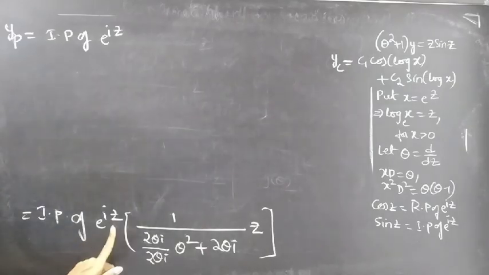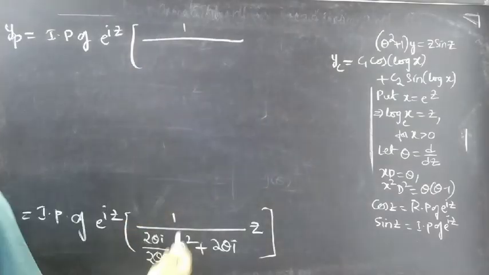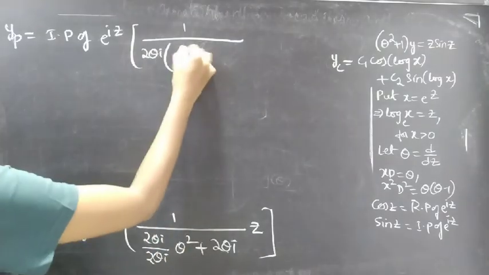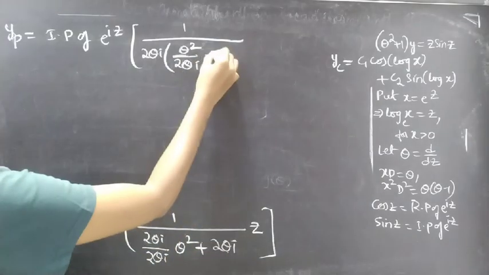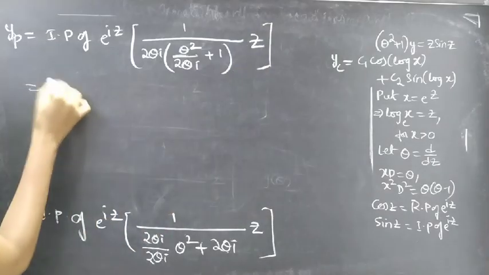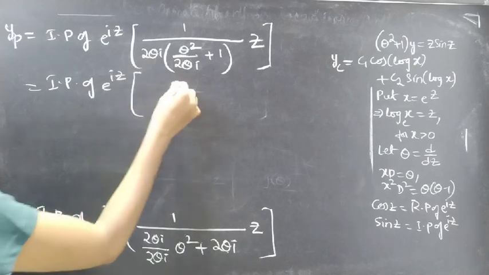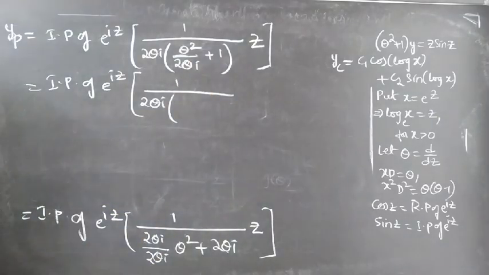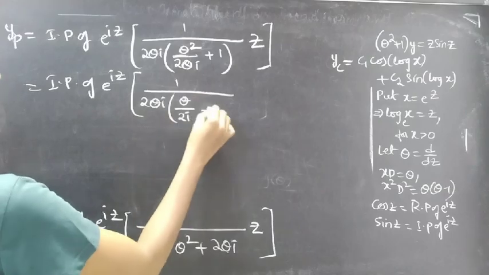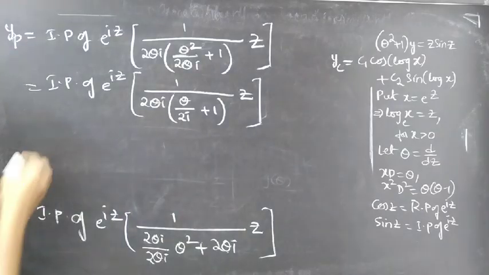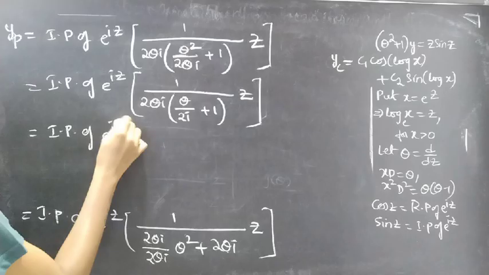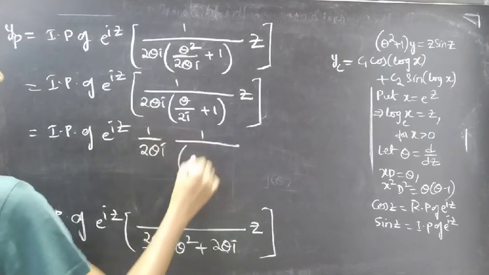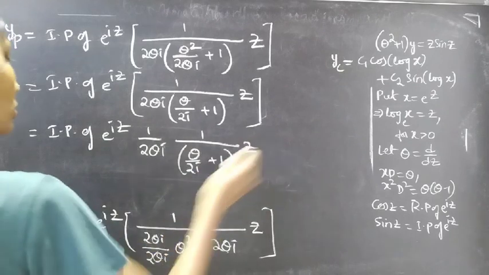Then yp becomes imaginary part of e power iz into 1 by, take 2Di common from these two terms, we'll get 2Di into D square by 2Di plus 1 into z. This is equal to imaginary part of e power iz into 1 by 2Di into, here one D gets cancelled from the numerator and the denominator as well. We'll get D by 2i plus 1 into z, right? This is equal to imaginary part of e power iz. Now, split this fraction as 1 by 2Di into 1 by (D by 2i plus 1) into z.